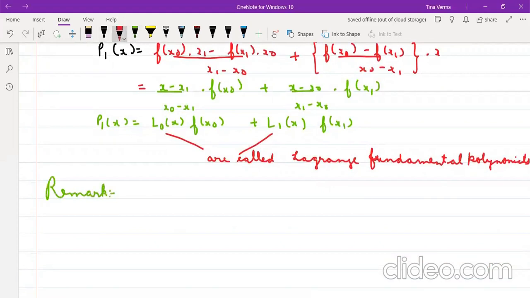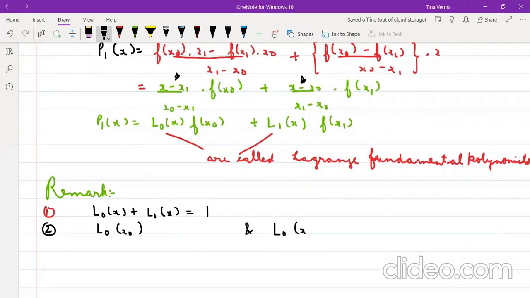So whatever you have, L naught and L1, the first remark is that L naught x plus L1 x will come out to be 1. When you do this addition of the x minus x1 terms and all, it will result in 1. And when you have L naught, if you substitute x naught in place of x, you will have x naught minus x1 over x naught minus x1, so this cancels out. That means this will be 1.